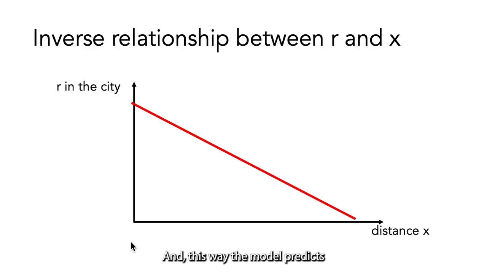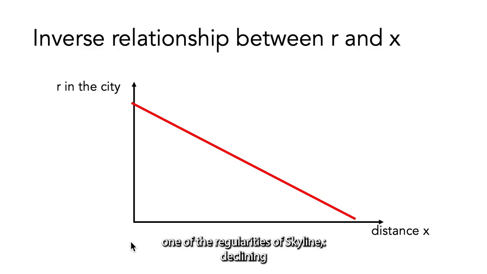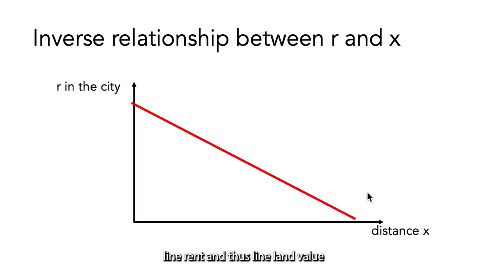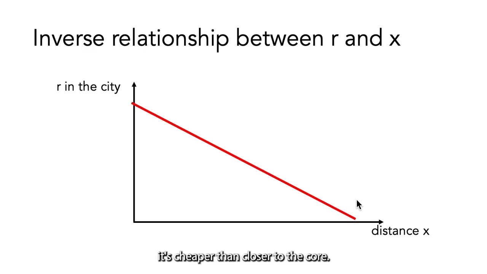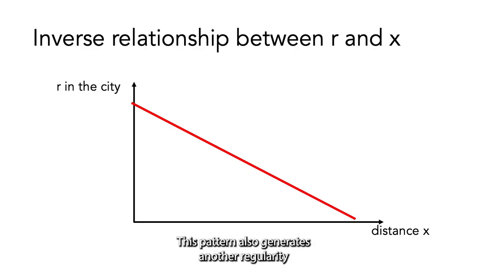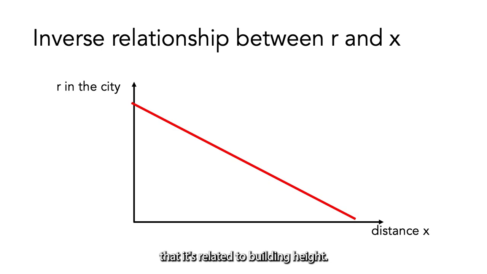And this way, the model predicts one of the regularities of the skyline: declining land rent, and thus land value, as distance to the center increases. When you want to buy an acre of land far away from the core, it's cheaper than closer to the core. This pattern also generates another regularity that is related to building height.